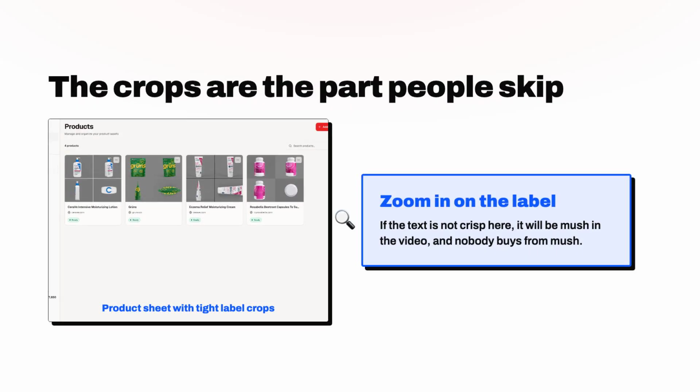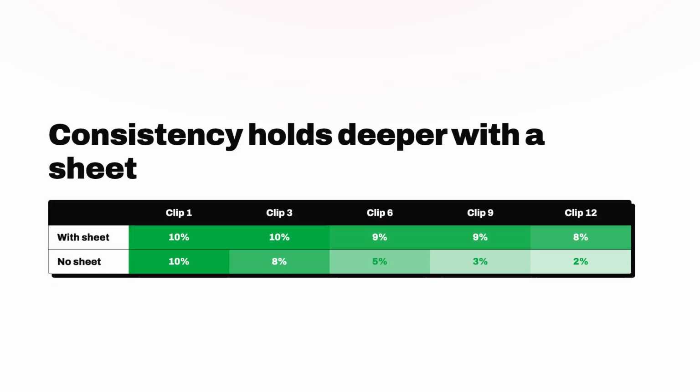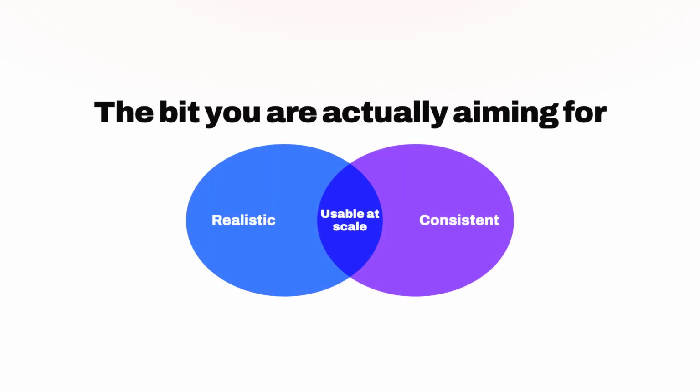Products get the same treatment, and the tight crops are what people skip. Wide shots lose the small detail, and small detail is what makes a product recognizable. With the sheet in place, consistency holds much deeper into the batch. Not perfect at clip 12, but completely usable. So what you're aiming for is the overlap.